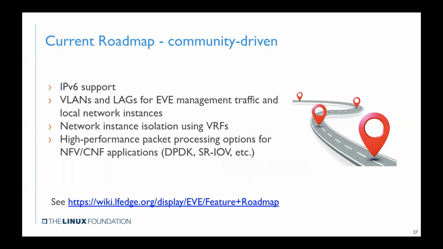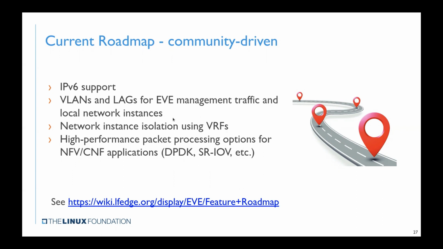Right, and finally, I can just announce some current work that is planned for the future. We would like to give you IPv6 support. This is a work in progress. Also, we would like to extend the VLAN support, maybe with some bonds and LAGs, and not only for applications, but also for the EVE management traffic and local network instances.